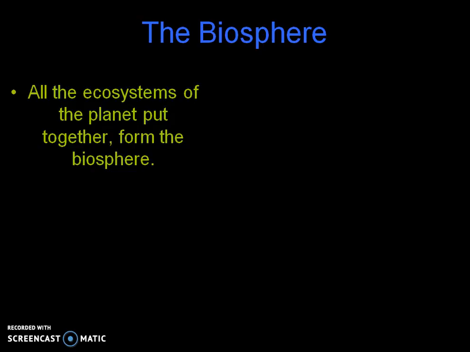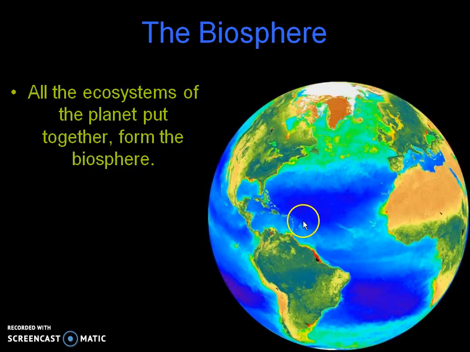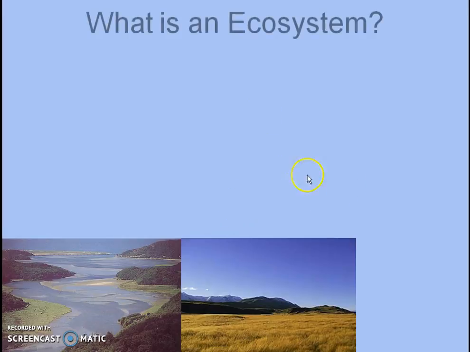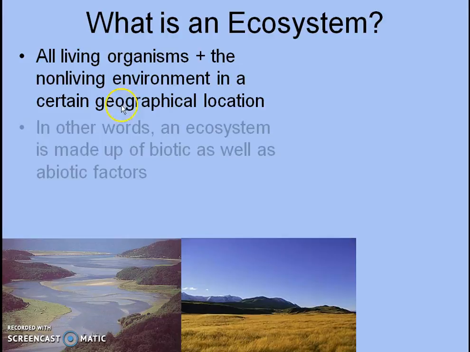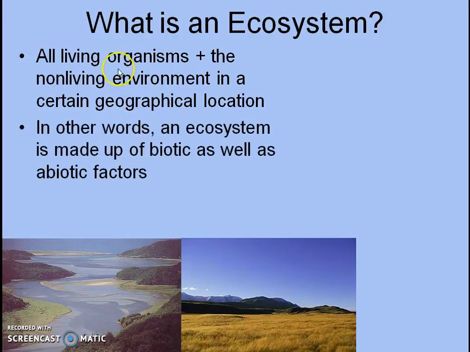The ecosystem is the functional unit of the biosphere. The biosphere is all the ecosystems of the planet put together. The biosphere is the living sphere. What is an ecosystem? All living organisms and the non-living environment in a certain geographical location is called an ecosystem.